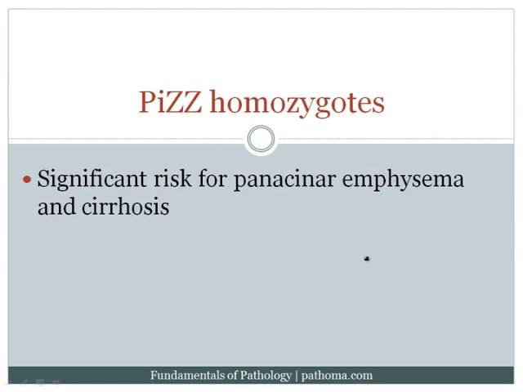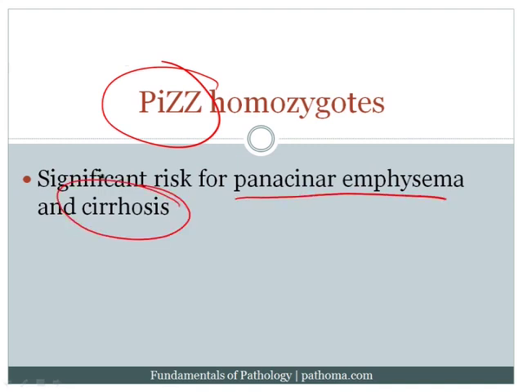Now, it's also possible for a patient to have PiZZ, i.e., they're homozygous for the mutation. If they're homozygous for the mutation, these are the classic patients who get panacinar emphysema and cirrhosis. So this is the classic patient who's going to get panacinar emphysema plus cirrhosis. And I've already explained the cirrhosis to you.